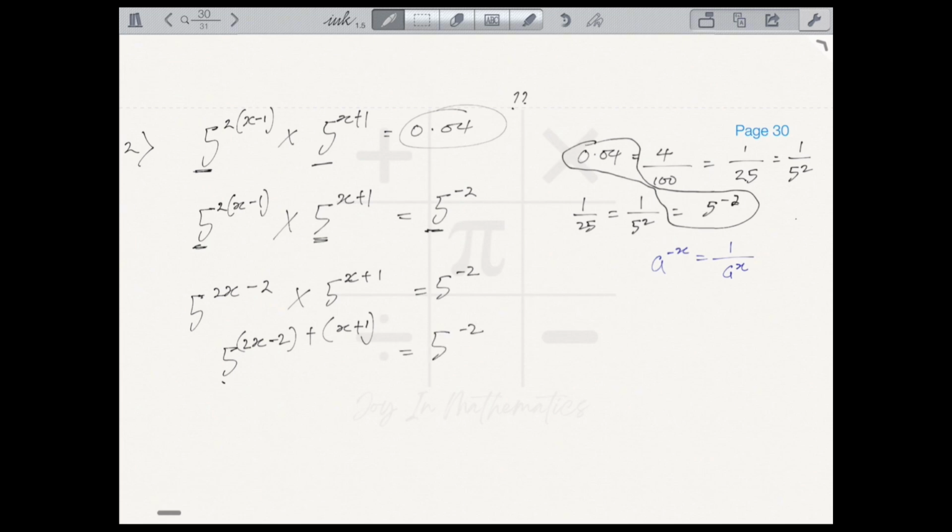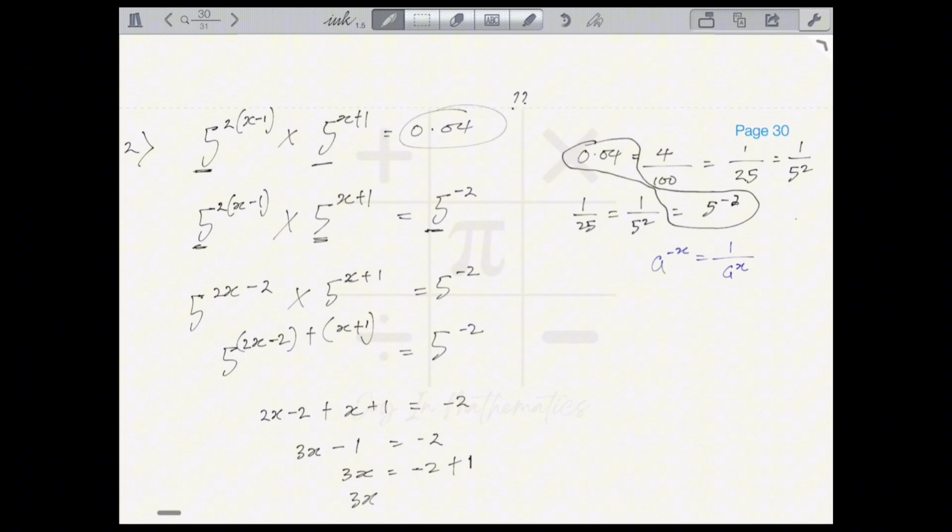Therefore now we are of the same base, and then we can equate the powers. Just like before, where we resolved before equating the powers, we can also resolve again, or we can just do it directly. So let's equate the powers and say this becomes 2x minus 2 plus x plus 1 is equal to what? Minus 2. So 2x plus x will give us 3x, minus 2 plus 1 will give us minus 1, and this will give us minus 2. So 3x will be equal to minus 2 plus 1.